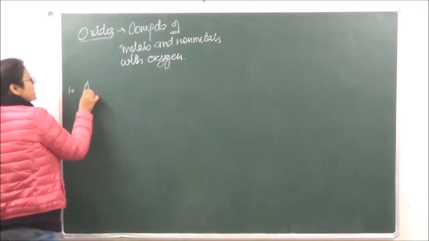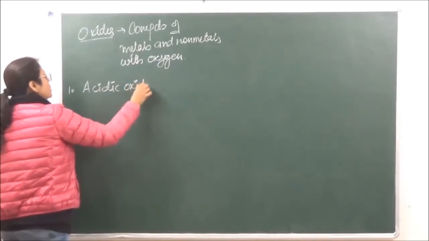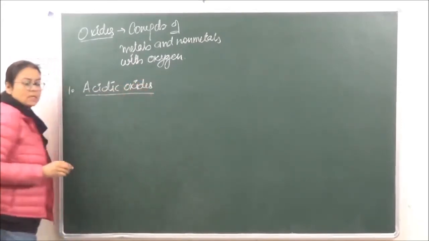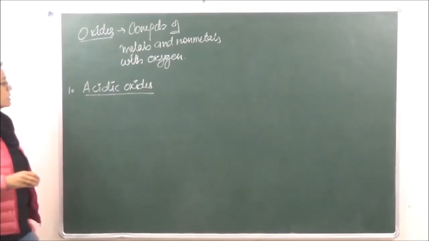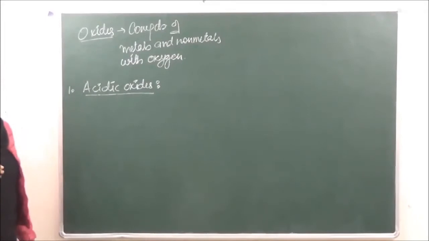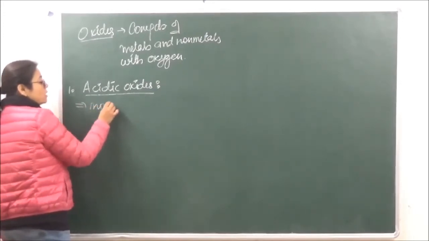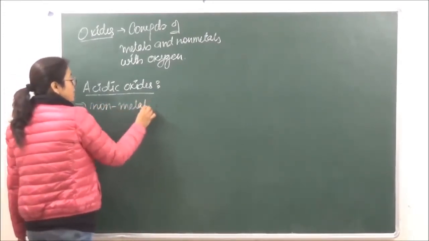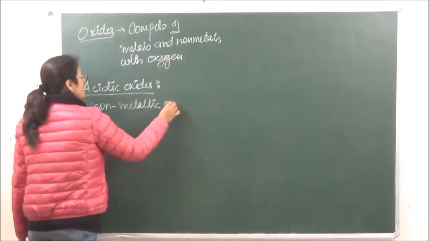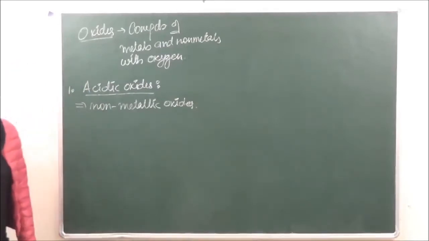The first type of oxides which we are going to study, they are acidic oxides. Acidic oxides कौन से oxides होते हैं? All the oxides in which non-metal is present. So we say that acidic oxides are all non-metallic oxides. Whenever a non-metal is combining with oxygen to form oxide, that is going to be acidic oxides.